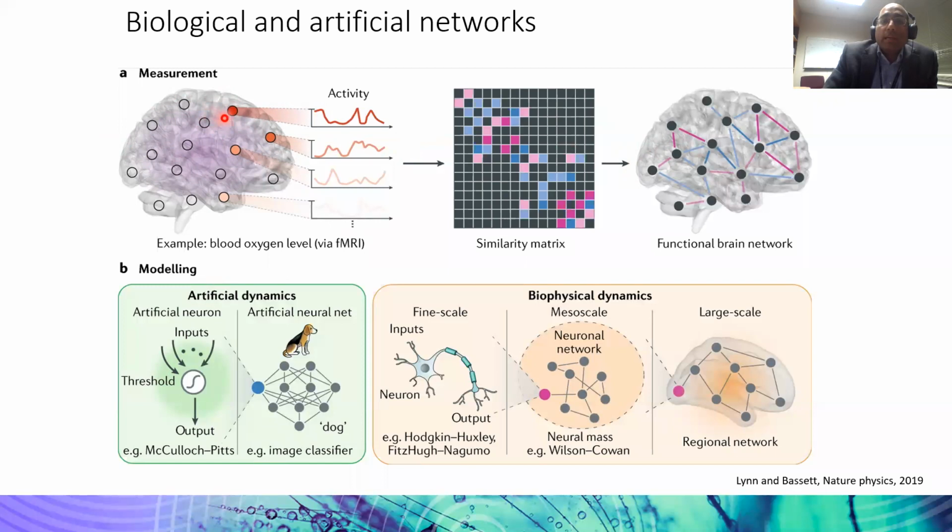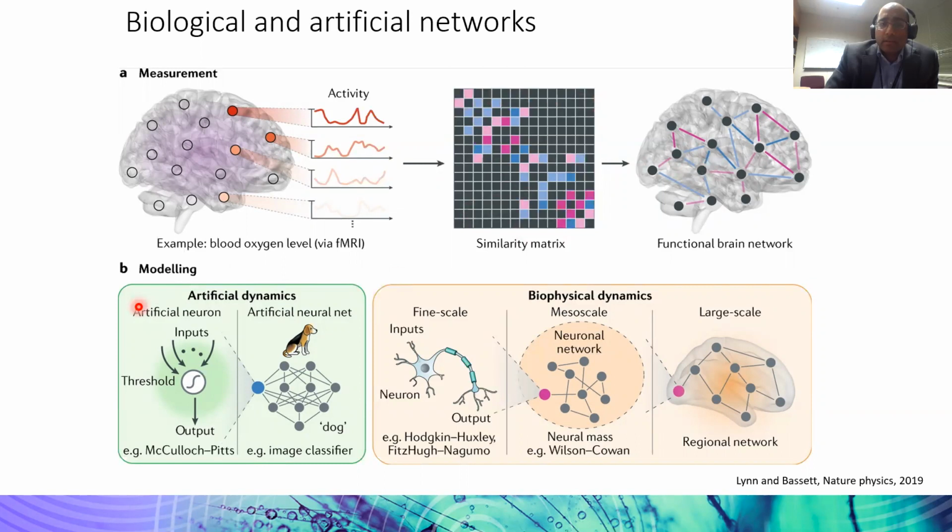We measure these, we measure the brain, and I'll talk about it a bit later on. From each brain region, we measure some activity. So these are the time series. From these time series, for example, we can calculate correlations or the similarity matrices, which we get here. And from these, we can make functional brain networks.